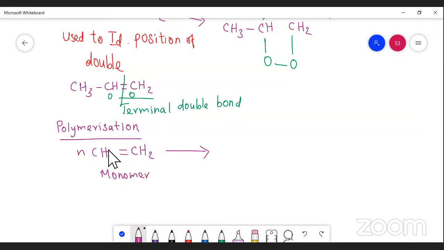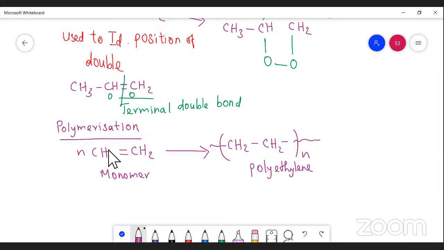So we are getting a polymer like this, CH2-CH2 like this, and here there is a bond, in n number. Then ethylene on polymerization is known as polyethylene. You know that it is polyethylene.